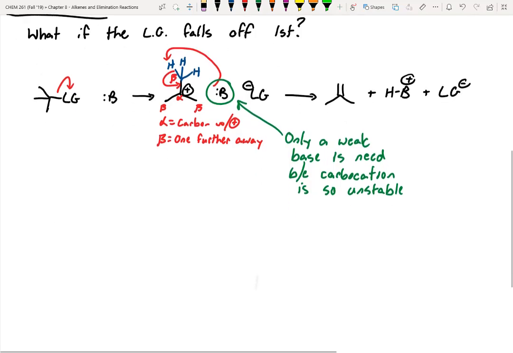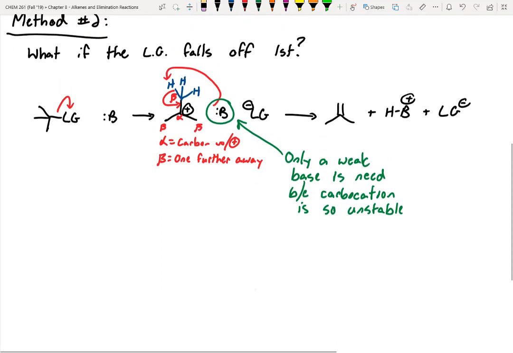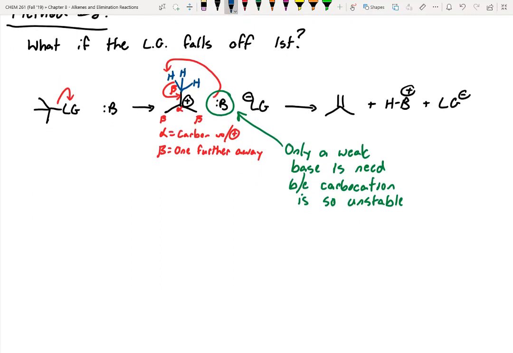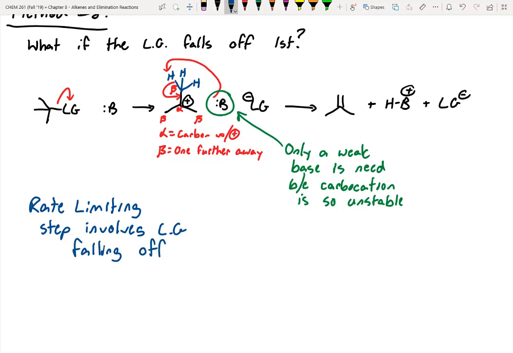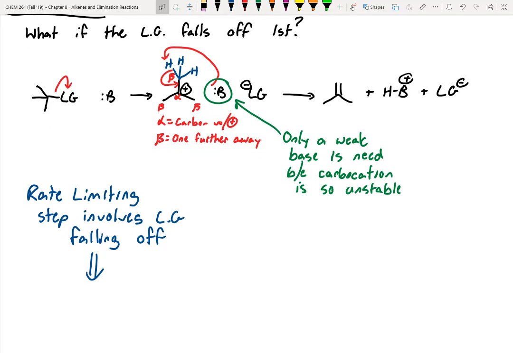All right, so now let's think about the rate limiting step here. What's the rate limiting step? The rate limiting step involves the leaving group falling off. That tells us something about the reaction order. Is this going to be first, second, or third? First order reaction.